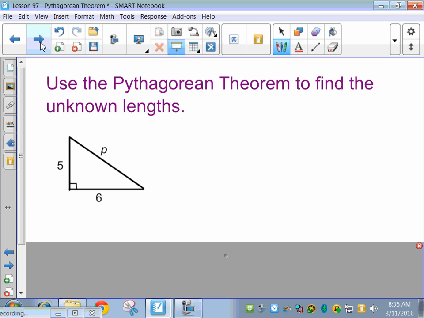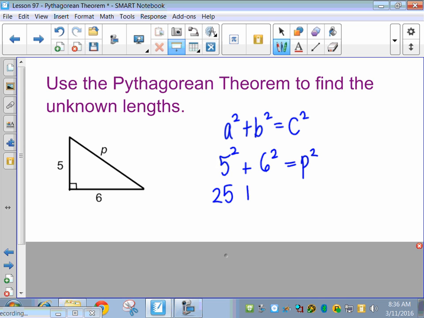Use the Pythagorean theorem to find the unknown lengths. So I have 5 and 6 and p. Okay? So Evan, which side's the hypotenuse? The p side. Good. So for our formula, we have a squared plus b squared equals c squared. So a and b have to be the legs. So I'm going to plug 5 and 6 in for a and b. It doesn't matter which is which, but they have to be on this side of the equation. So I'm going to plug 5 in for a, 6 in for b, and then p in for c. And we have to square all of them. Okay? So 5 squared is 25, and 6 squared is 36.